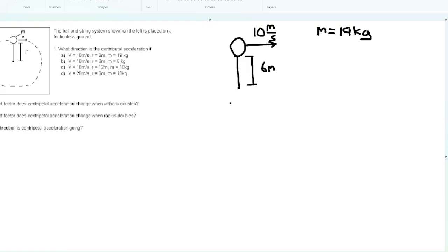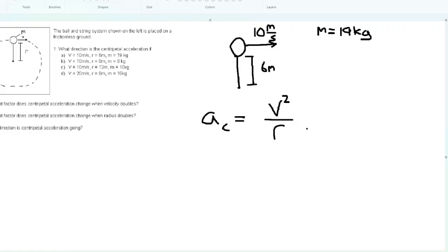Really quickly pause the video and see if you can recall the formula for centripetal acceleration. Okay, hopefully you've paused the video. If you haven't, that's okay. Well, no, it's not okay. You should definitely try. But if you haven't, here's the formula for centripetal acceleration. Centripetal acceleration is equal to the velocity squared over r, r being the radius between the center and the object.